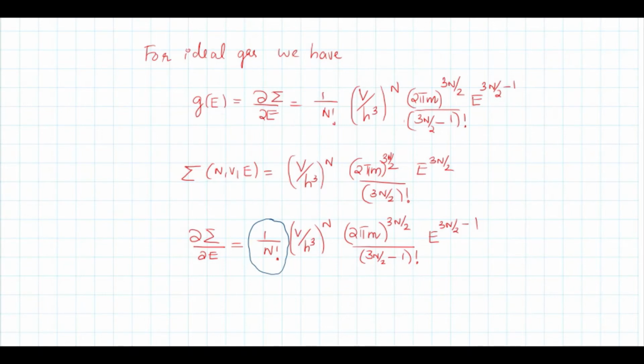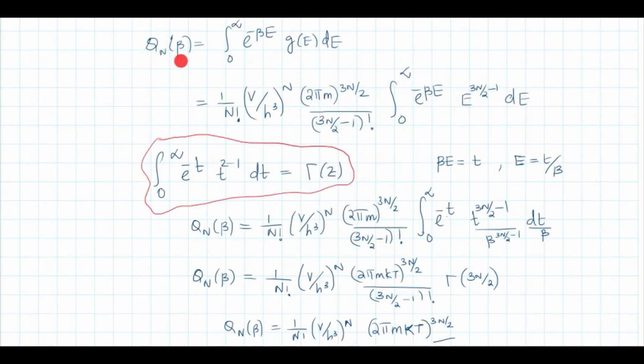Then, taking the derivative with respect to E, you will get the number of microstates per unit energy. That is the density of states, and it is given by this equation. In lecture number 3, we calculated sigma as this. You take the derivative. There is a 1 by n factorial extra, and this is the Gibbs correction factor for indistinguishable particles. Including that, you will get the density of states like this.